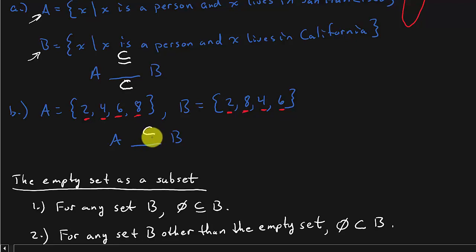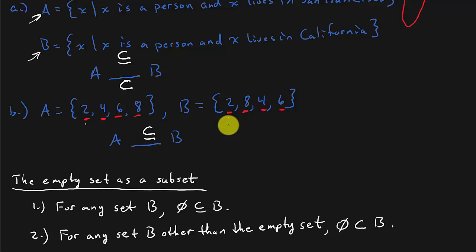So this is a subset. Is it a proper subset? Well, no, because if you notice, we've got 2, 2, 4, 4, 6, 6, 8, 8. Those sets are equal. So they're not a proper subset.